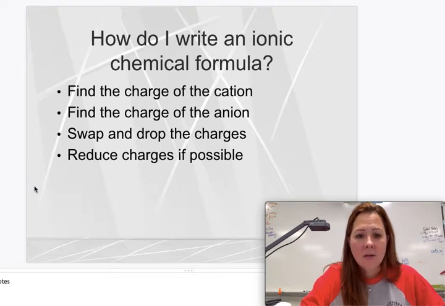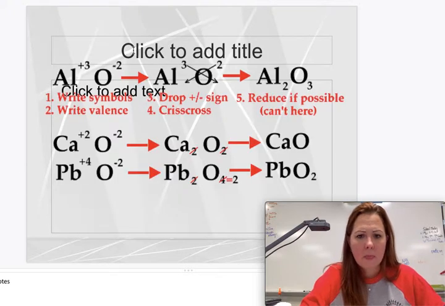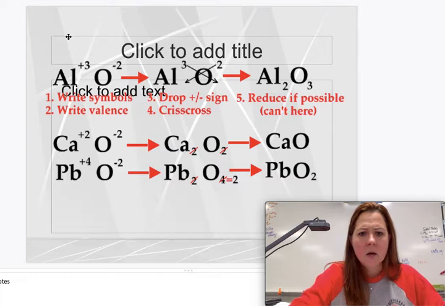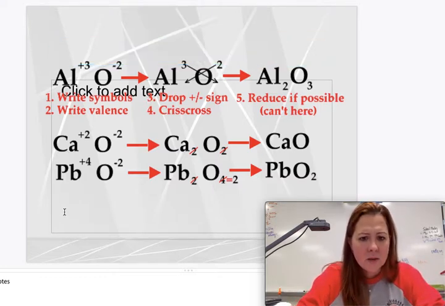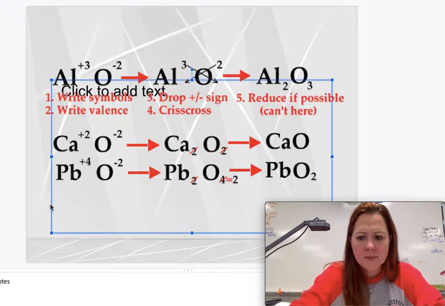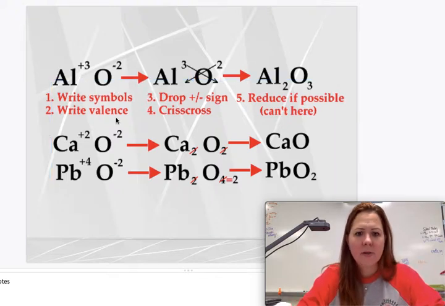So on the next slide here, it's kind of hard to read with these boxes. I didn't think about that, sorry. But with the examples that I have here, there we go, that's a little bit easier to see.